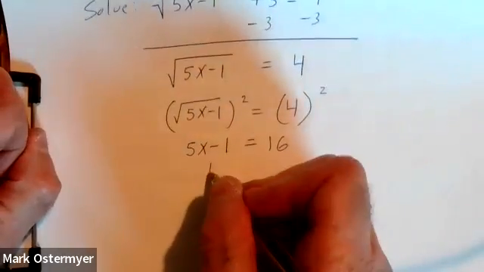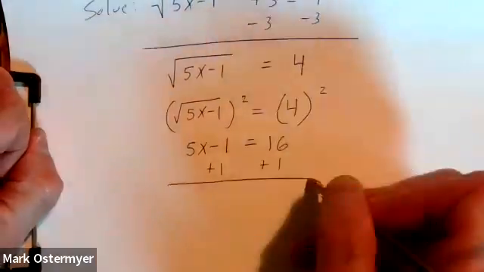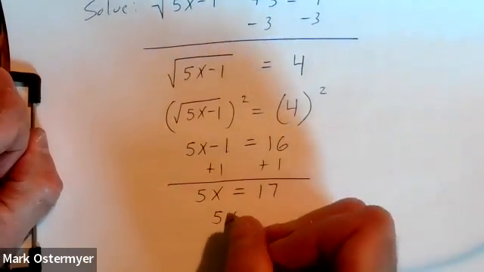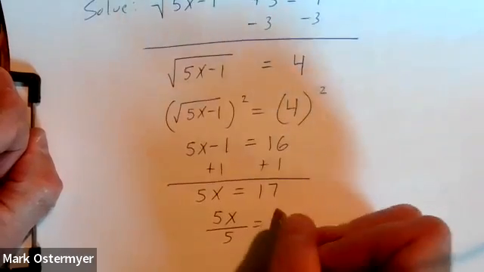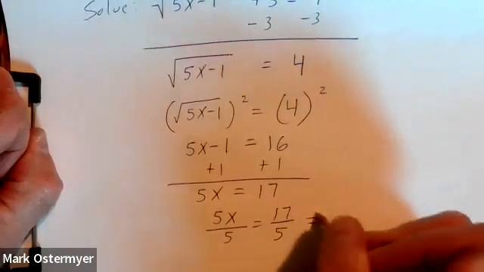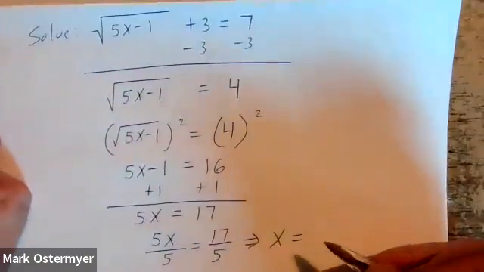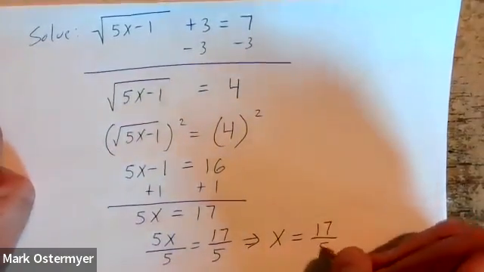Now we just solve for x. So we just add 1 to both sides. We're going to divide both sides by 5 rather. And we discover that our tentative solution x is going to be 17/5.